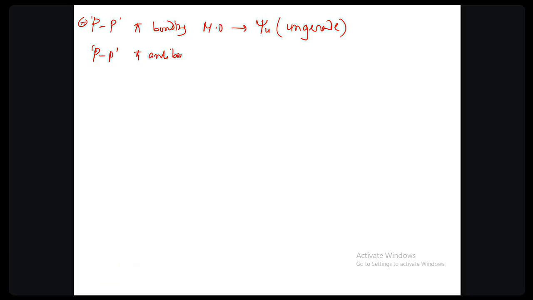The second one is that PP pi bonding MO is psi u, or ungerade, and PP pi anti-bonding MO, with a star, is psi g, or gerade. So for pi orbital interaction, the reverse phenomenon takes place: bonding is ungerade and anti-bonding is gerade. That you have to remember. We do not go into the detailed study.